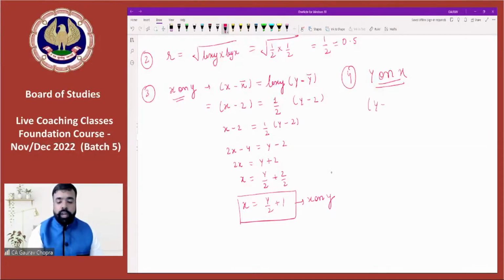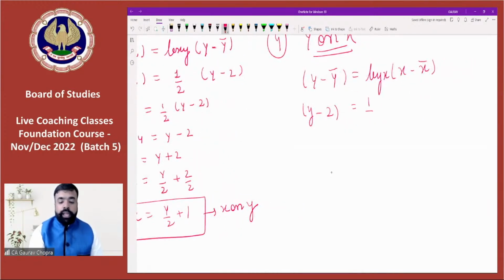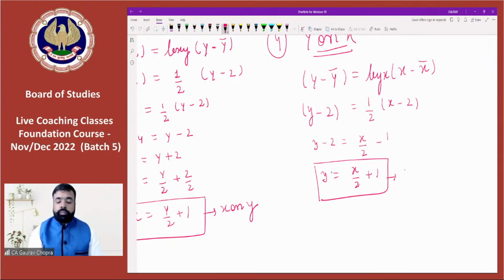So write the formula: y minus y bar is equal to byx into x minus x bar. So write all the values. y bar is 2, byx is half, and x bar is 2. So y minus 2 equal to x by 2 minus 1. Now this 2 will come on the other side. So y is equal to x by 2 plus 1. This becomes y on x.